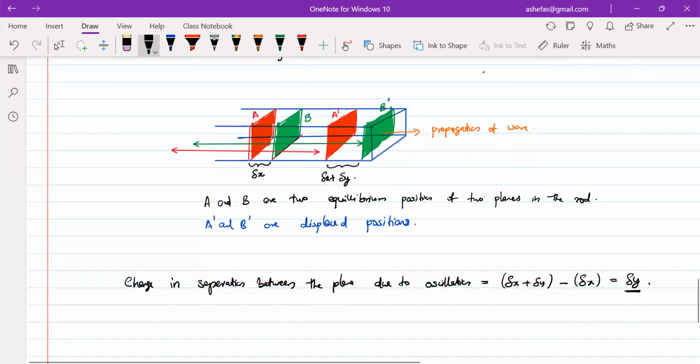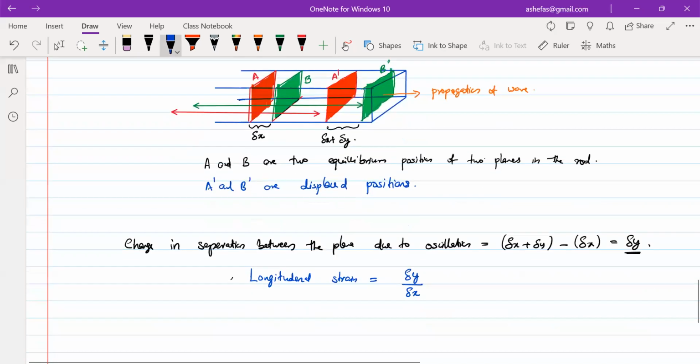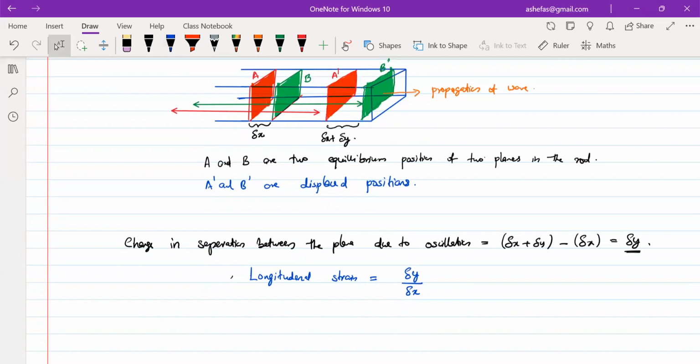Okay, so then it is easy to define the longitudinal strain. The longitudinal strain is defined as the change in separation divided by the original separation, delta y divided by delta x. That would give the longitudinal strain of these planes. Okay, so then it is very easy to find the stress on plane A.